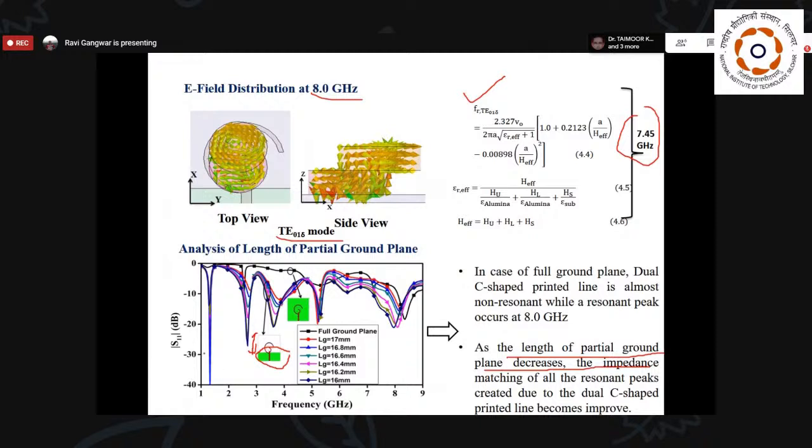So the partial ground plane basically improves the impedance matching in all the resonant peaks, which are generated with the help of the smaller or larger C-shaped structures.